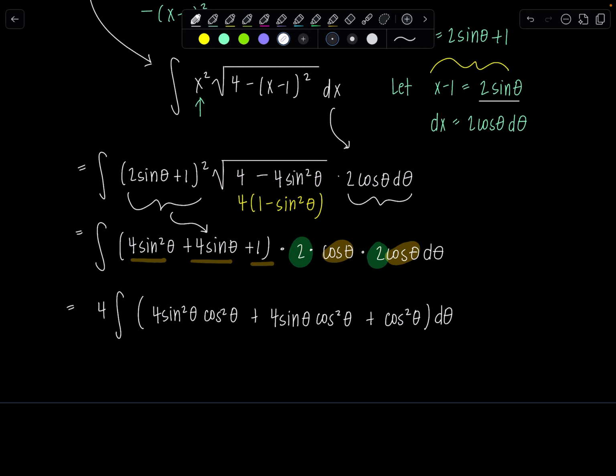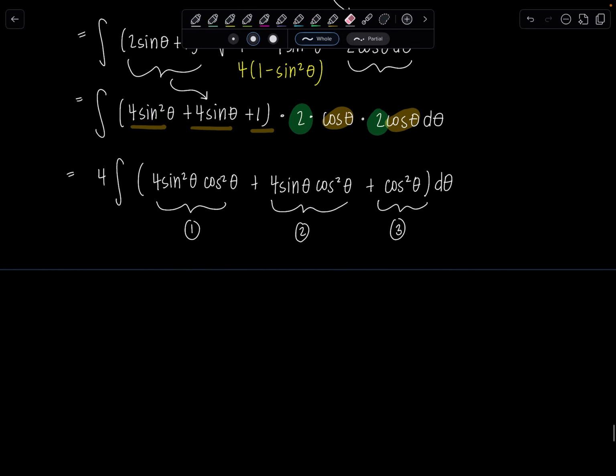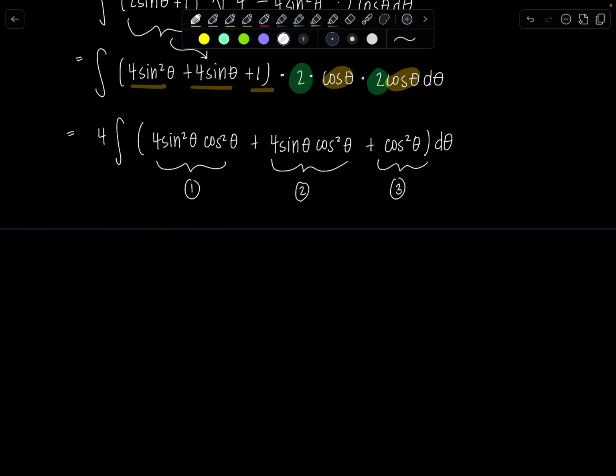And at this point, I'm going to say, let me just tackle each of the terms separately. So I'll do this is one integral, this is another one, and this will be my third. Okay? All right, here we go. Stay organized, otherwise you'll lose yourself. I'll add that 4 back in that's outside at the very end. So here we go. Integral number 1.